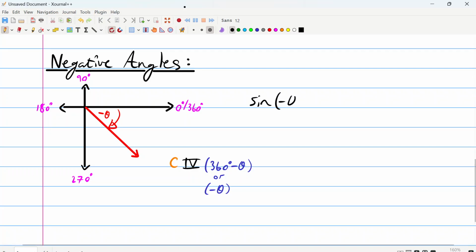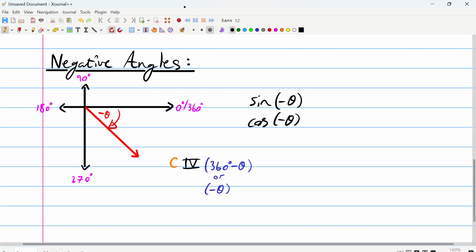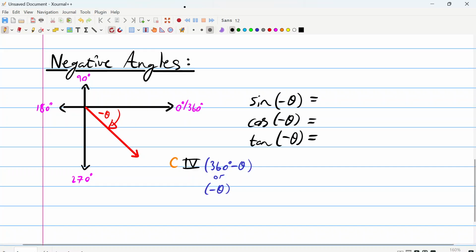So meaning we're going to have sine of negative theta, cos of negative theta, and tan of negative theta. From this one over here, what do you notice? Negative theta is in quadrant 4, because we always assume that theta is some acute angle. So we notice it's going to be lying in the 4th quadrant.